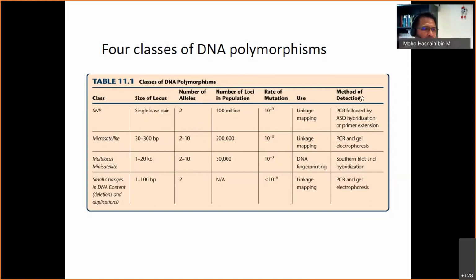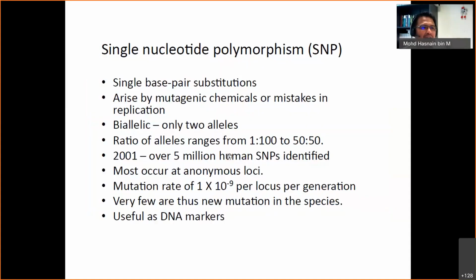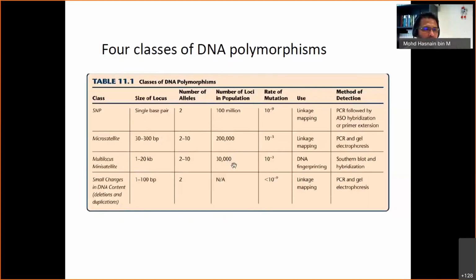Okay, for minisatellite, we don't use PCR because the DNA is very long. If we do a PCR for the minisatellite, actually we can, but it's just a waste of consumables, waste of chemicals, waste of everything. So we just do a Southern hybridization. It's much easier in a way as well. Okay, so that is how we differentiate between individuals.